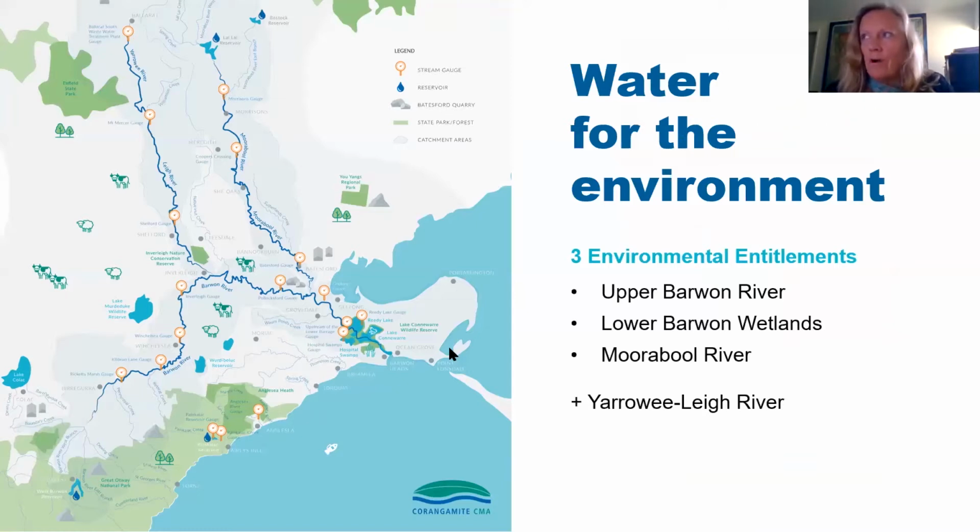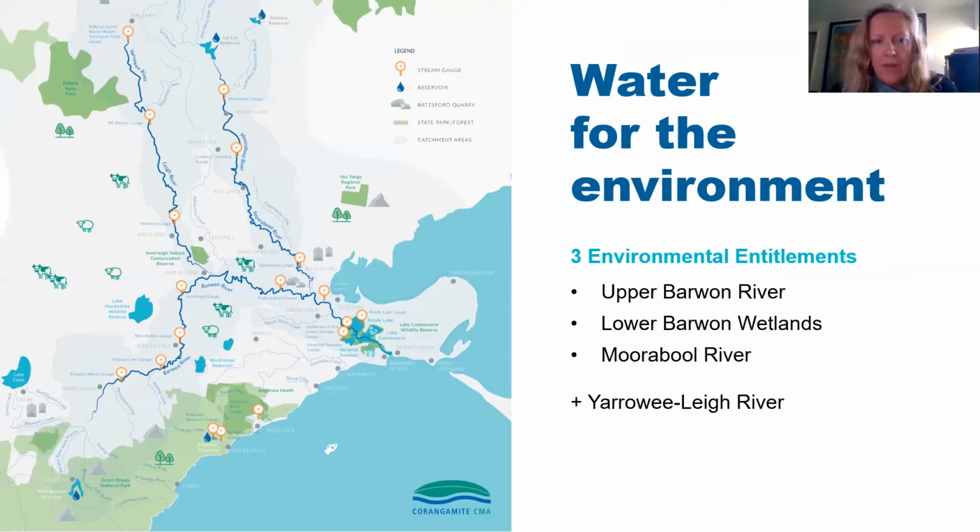So water for the environment is, just very briefly, water that's either held in a reservoir and released or taken in and out of a river to support the ecology of the system. So the ecology of the river or a wetland, especially in highly extracted systems. So we have 3 environmental water entitlements in Corangamite.